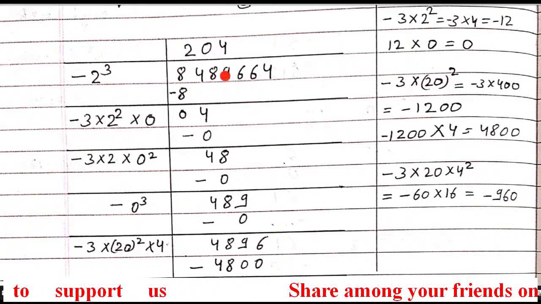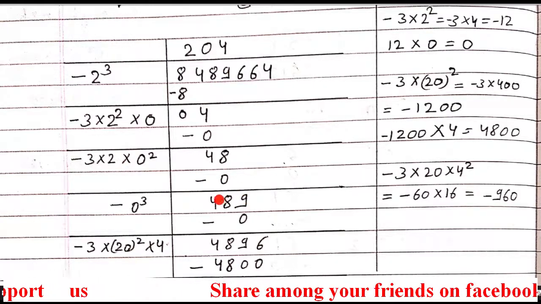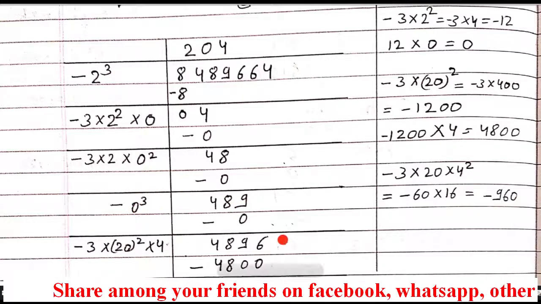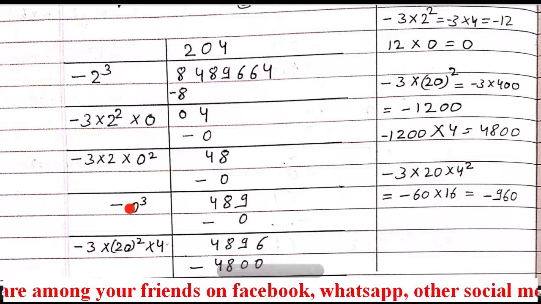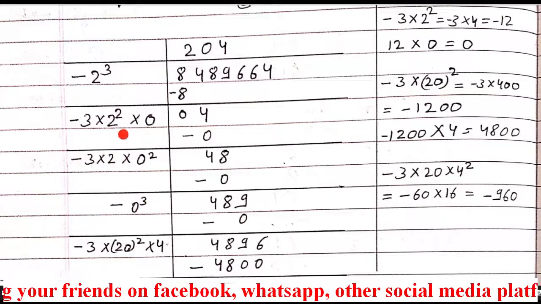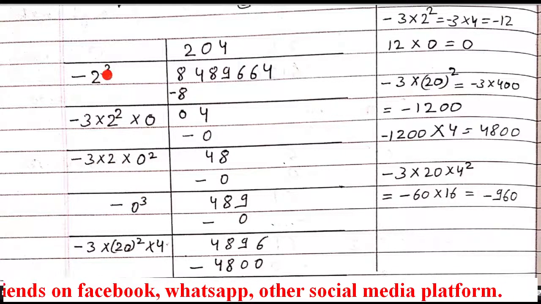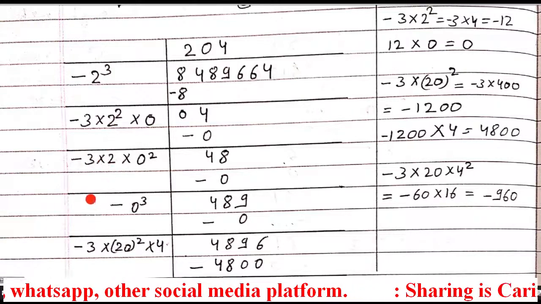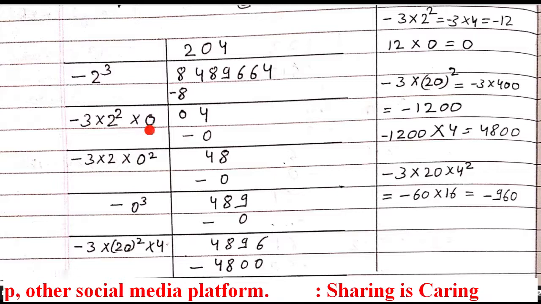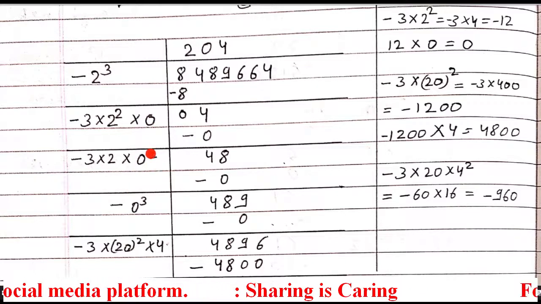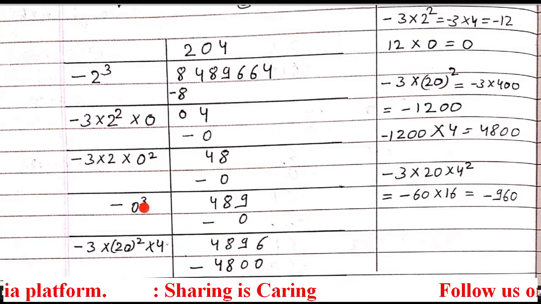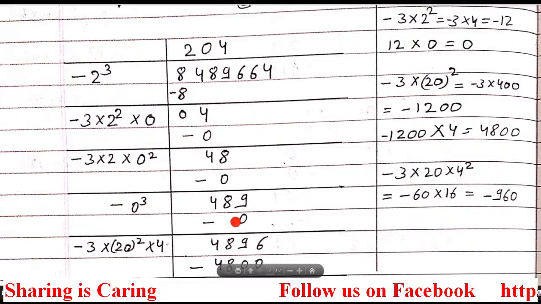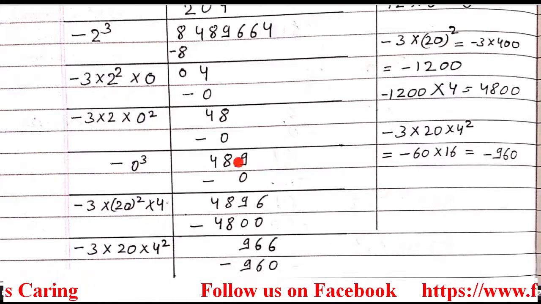Now after 8, which number will come down? 9. So 4, 8, 9. And here 0 cube is 0. How this 0 cube came? Because the 2's power is decreased to the minimum. That's why 3 and 2 will remove from here, and 0's power you have to increase up to maximum. So here power of 0 is 2, so it's going to be 0 power is going to be 3, and 0 cube is 0. Now subtract it.